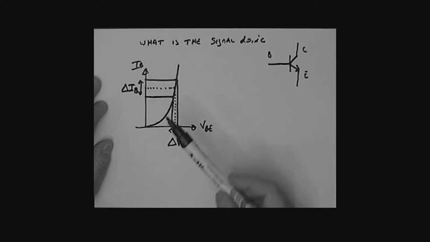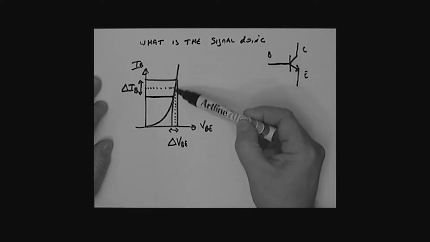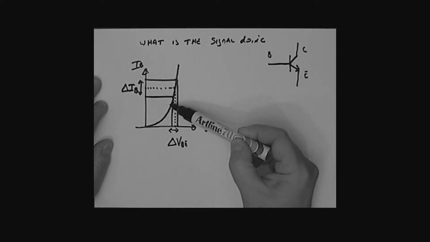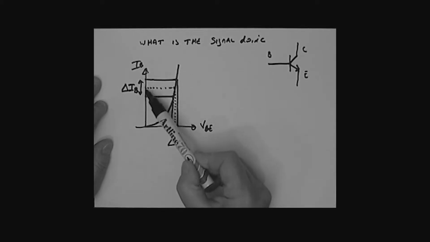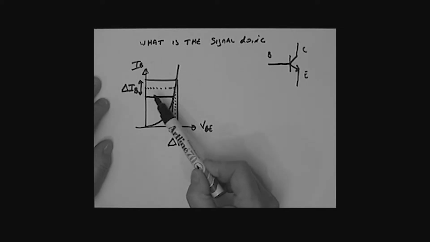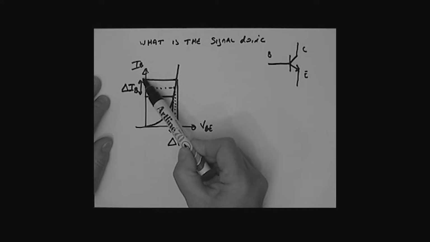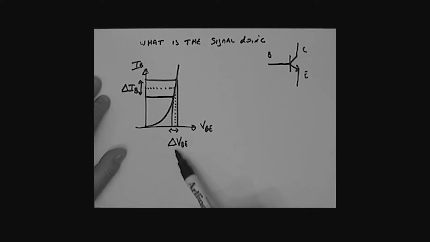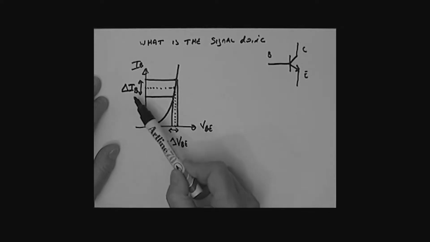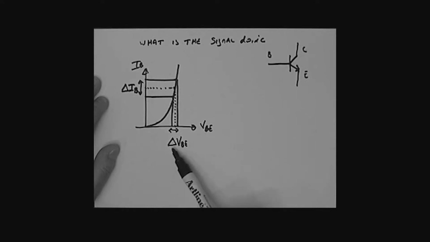Now, if we're operating on a straight line section of the curve, and this variation in base current is not too big, then you might argue that this looks pretty straight line. It looks as though this variation in base current is linearly related to this variation in base voltage. And that's interesting, a linear relationship between base current and base voltage. How would we model that? How could you model that effect?